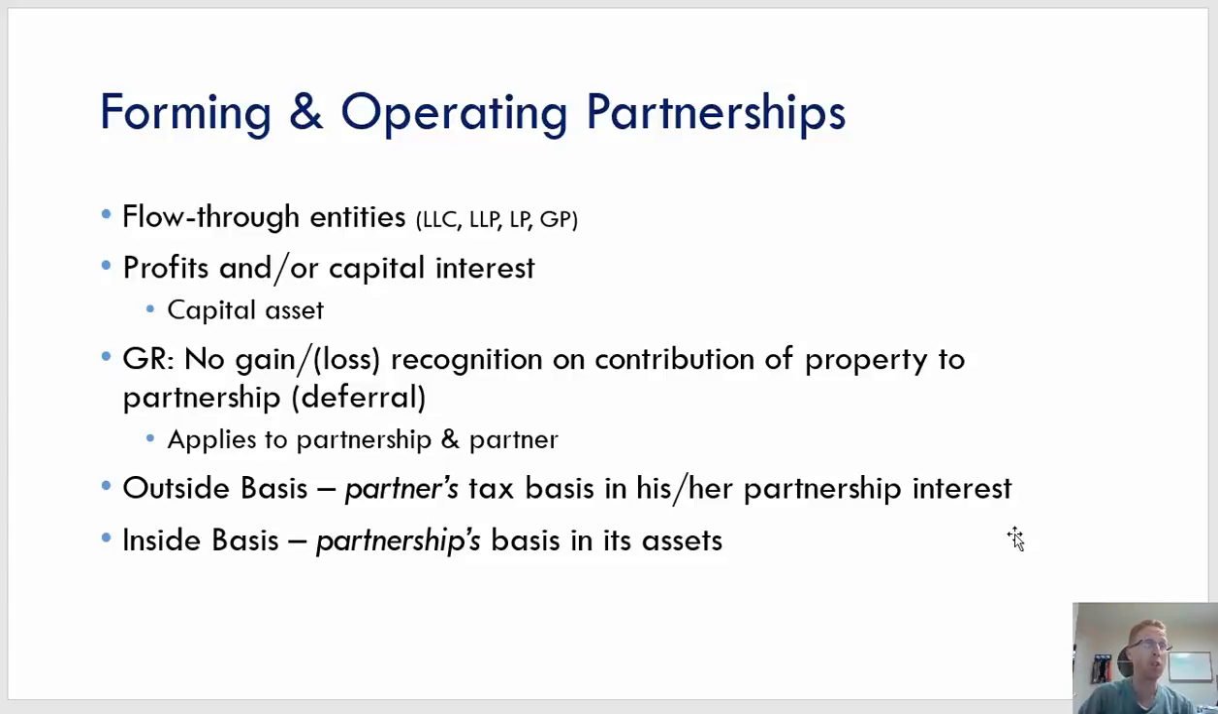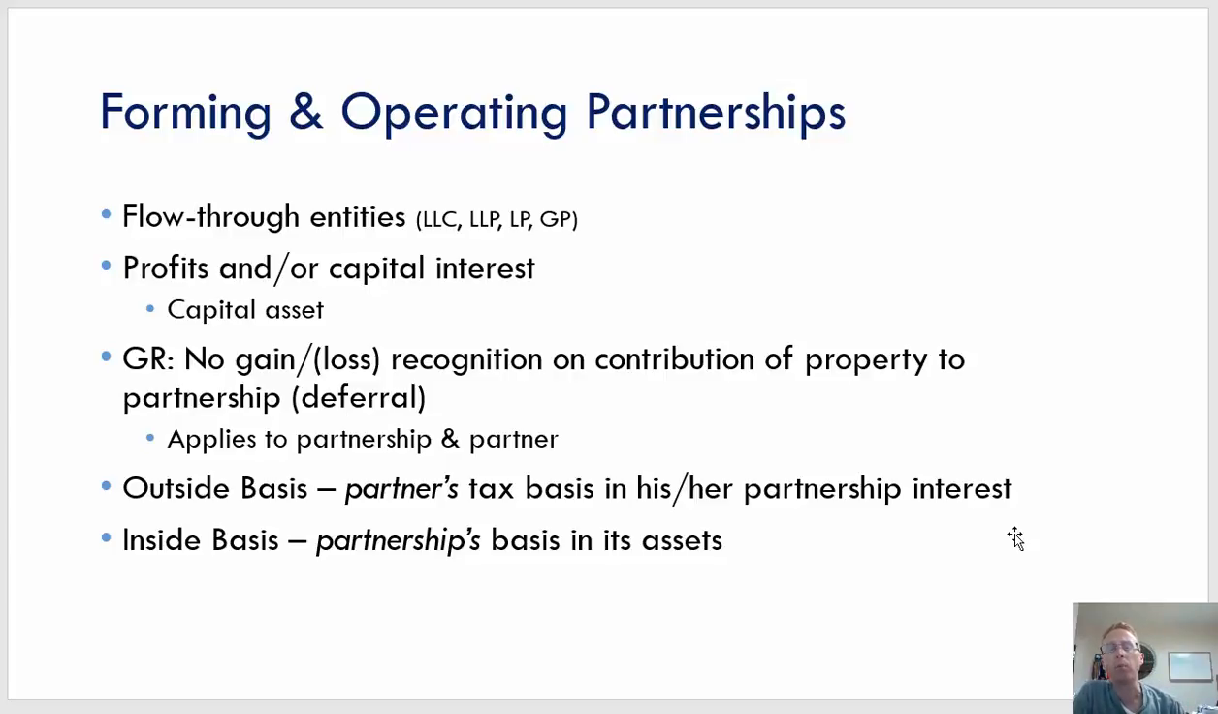Unlike what we learned about C corporations, this is really forgiving. You can have a lot of situations that would otherwise be taxable to a C corporation on formation that will just escape it, and the gain or loss will be deferred into the partnership interest of the partner.